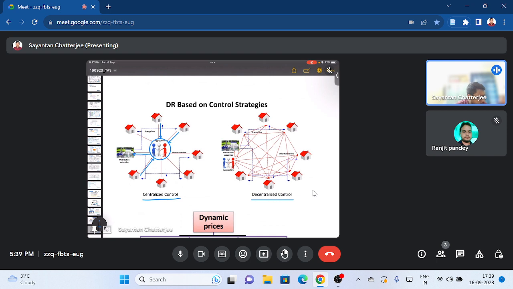But if we take into account the decentralized control architecture, here all the customers are communicating amongst themselves as well as with the aggregators.